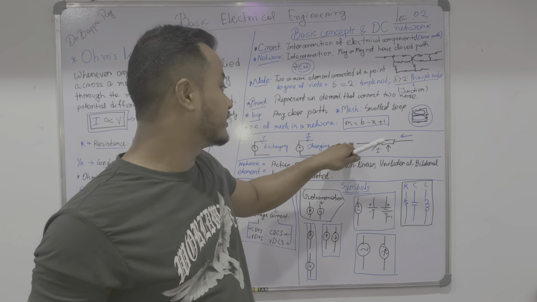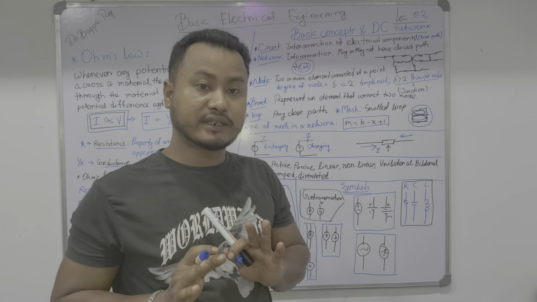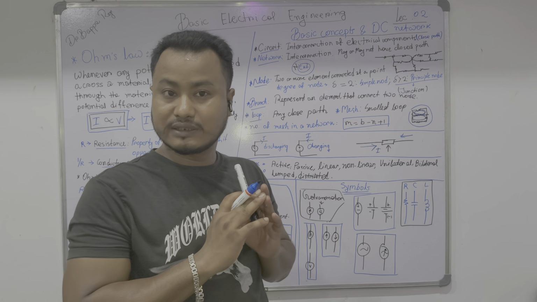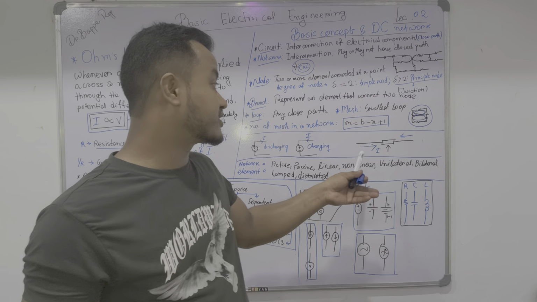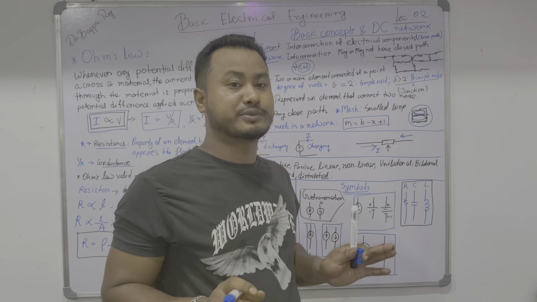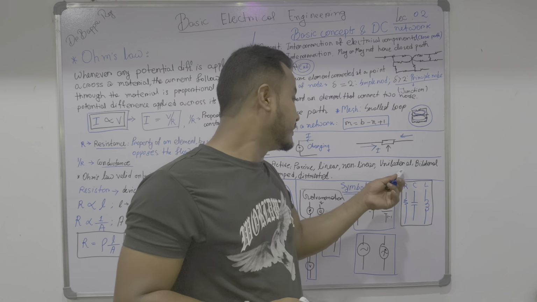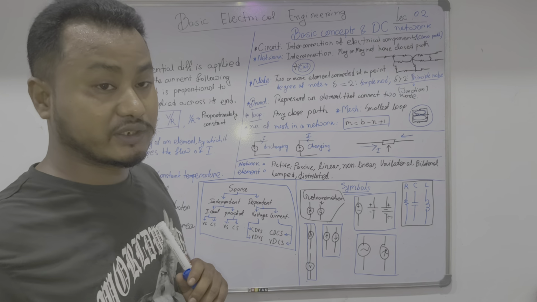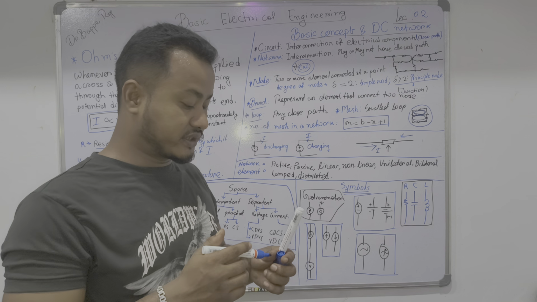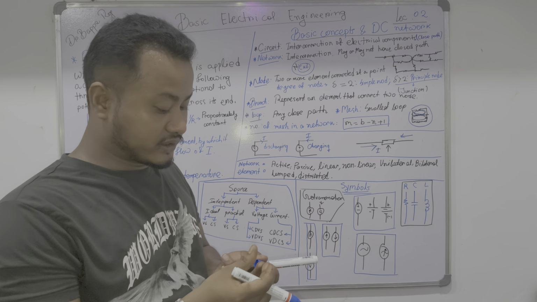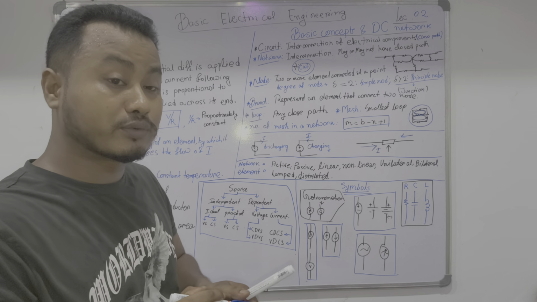Bilateral means that if we change the direction of current, there is no specific change due to the direction of current. In unilateral, the changes depend on the direction of flow of current.